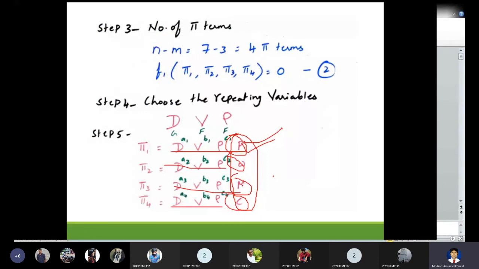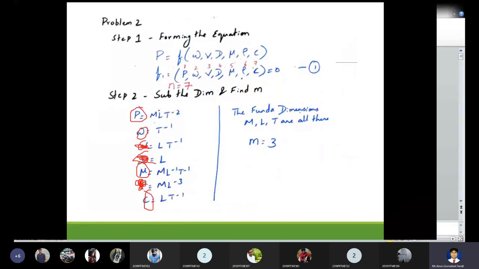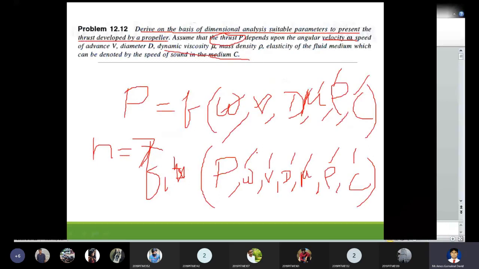Be sure that you write this order with respect to the question. Whatever order is followed in this question, the same order I've written here. That is why I'm able to get these things correctly. Clear? If you leave the order and mix the order, the expression that you get will again become mixed up. So follow the same order that is given in the question. What is the question order? First is P, force, then angular velocity, and then speed, diameter, viscosity, mass density, and then speed of sound. So the same order I have followed.